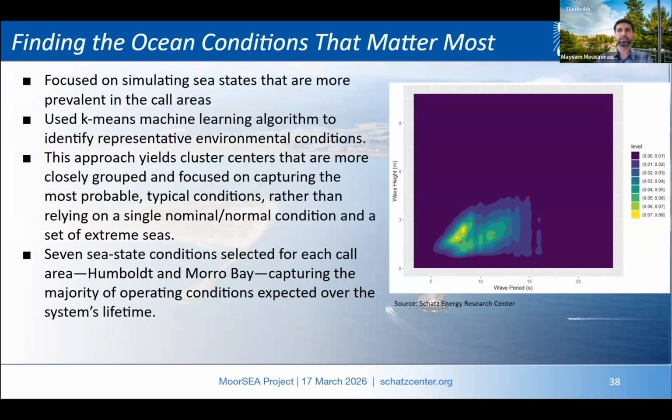So a key decision was how to choose the ocean conditions for the simulations. Traditional offshore design often focuses on standard design load cases, DLCs, which include normal and extreme storm conditions. That approach is important for structural safety, but it is not necessarily the best approach for entanglement detection. A detection system will spend most of its life operating during ordinary, frequently occurring conditions. So we used a machine learning clustering approach to identify appropriate representative sea states for the Humboldt Bay and Morro Bay call areas. The result of this process was 7 sea states for each call area that capture the majority of expected operating conditions. This made the simulations more relevant to the real detection problem rather than focusing on rare extreme conditions.